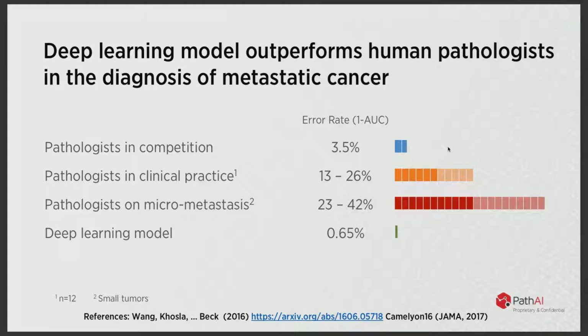And they also took the same set of slides and sent them out to pathologists operating in clinical practice, where they had significantly higher error rates, mainly because they were more constrained by time limitations in clinical practice than in the competition. Most of the errors they're making are false negatives. Simply, they don't have the time to focus on small regions of metastasis amid these humongous gigapixel size slides.